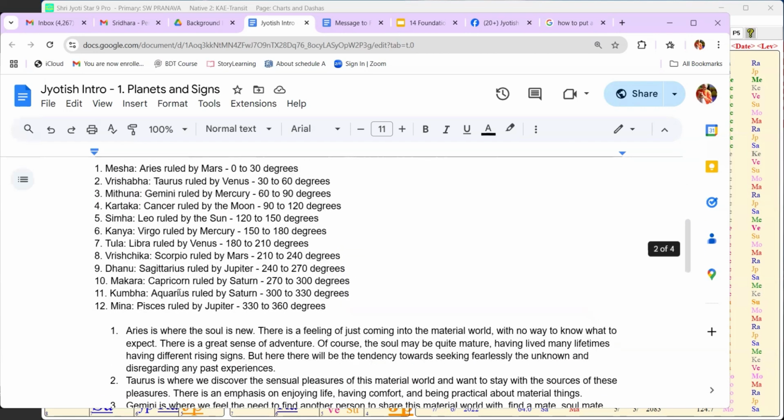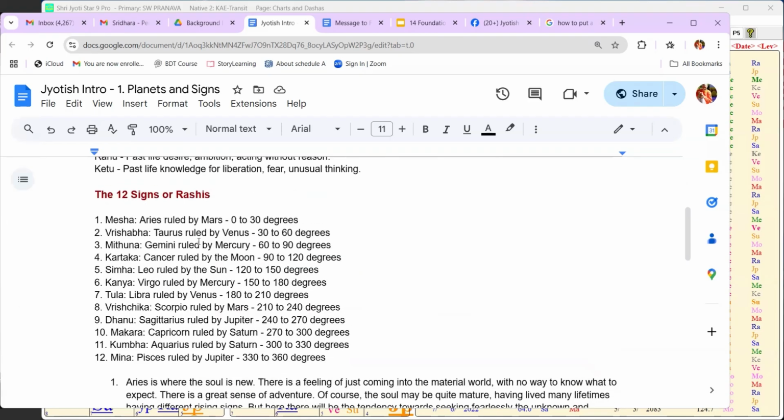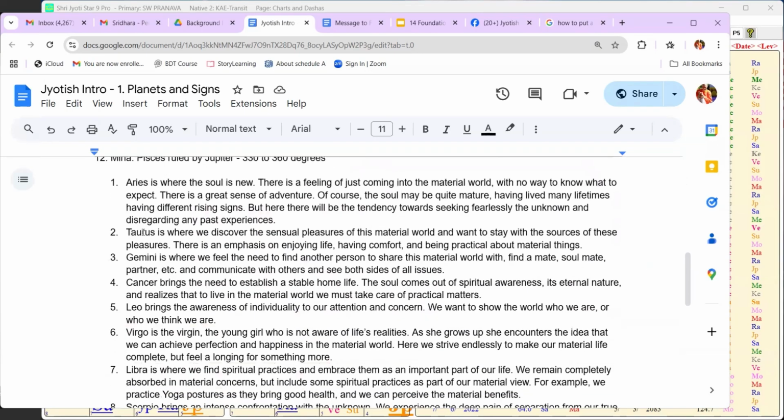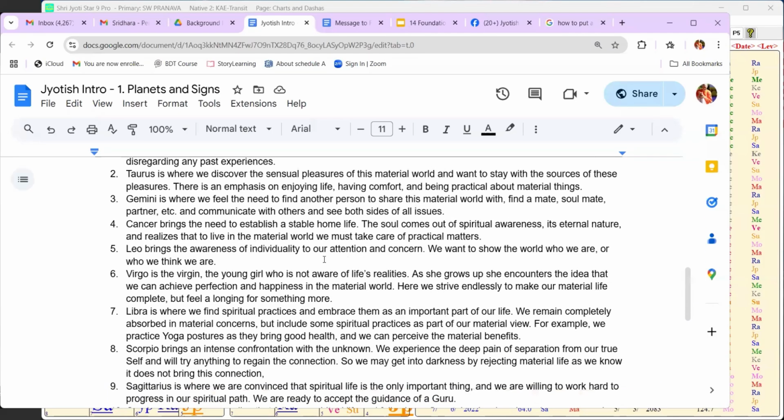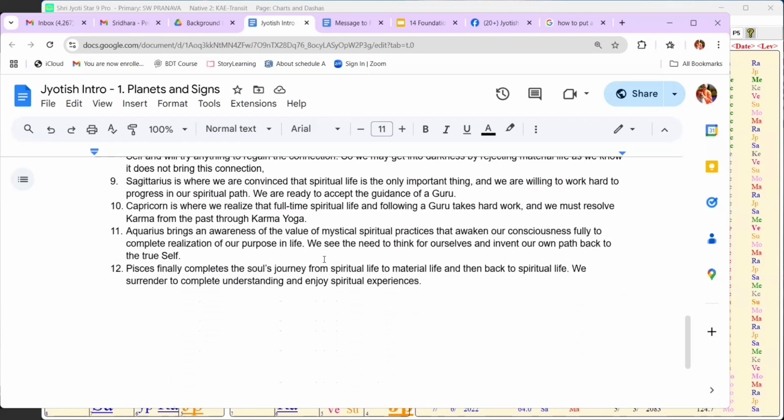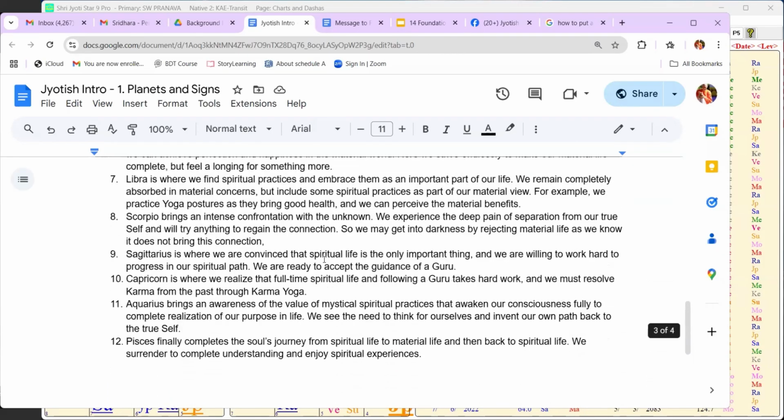And then there's 12 signs of the zodiac, and it tells the ruler. Like I said, Aries is ruled by Mars. Mesha is the Sanskrit name, so it gives the Sanskrit name first. And then it tells you a little bit about each sign. So Aries is where the soul is new, and so on. So you can read through this document, and it will give you a basis for understanding the signs.